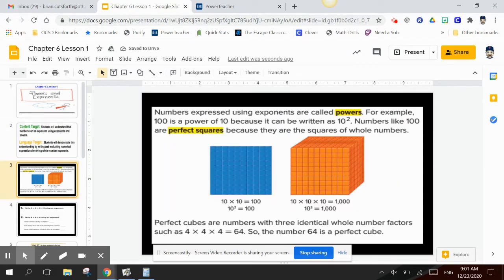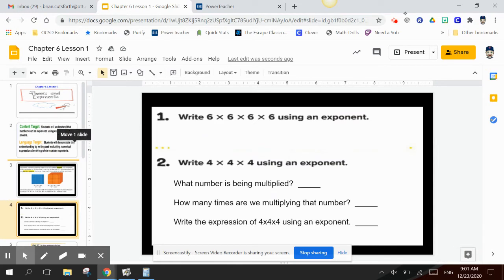Numbers expressed using exponents are called powers. For example, 100 is a power of 10 because it can be written as 10 squared. Numbers like 100 are perfect squares because they are the squares of whole numbers. Perfect cubes are numbers with three identical whole number factors, such as 4 times 4 times 4 equals 64. So the number 64 is a perfect cube.